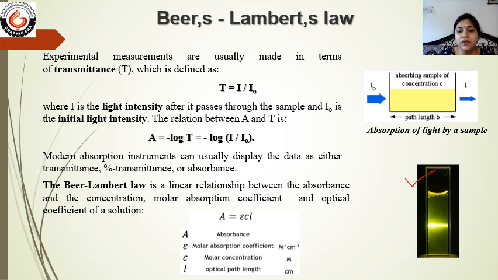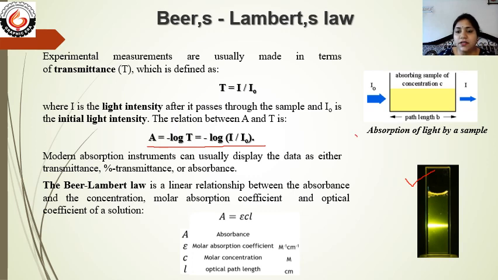So obviously there is some difference between the I0, which is the original intensity of light, and I, which is the intensity of light after passing through the sample, because the sample will absorb some intensity. So transmittance is equal to I upon I0. Then A, which is absorbance, is equal to minus log T, or we can write minus log I upon I0.